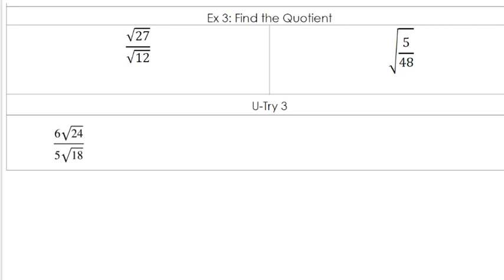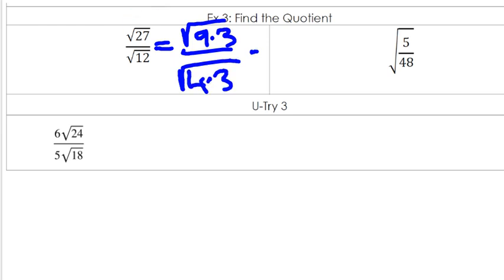Here's our next part. We are going to try to divide square root expressions. Whenever we are dividing square root expressions, we are going to first try to simplify them, and then we are going to rationalize the denominator when necessary. In order to simplify this square root of 27, I'm going to split that into 9 times 3, and the denominator will split into square root of 4 times 3.